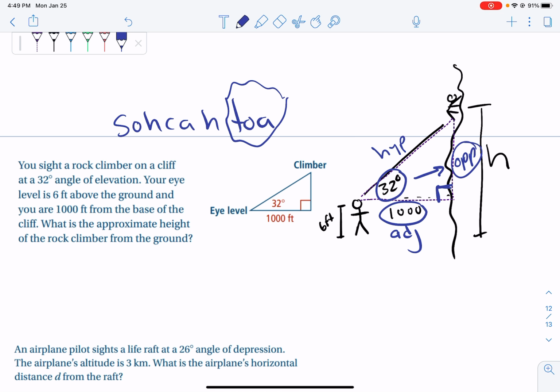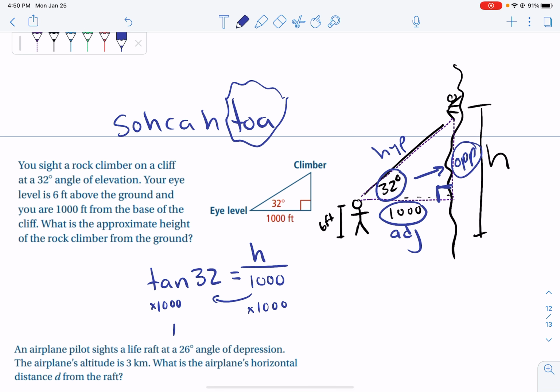So when I write my equation, I'm going to say the tangent of my angle 32 is going to be equal to the opposite side, because TOA is opposite over adjacent. And my opposite side is my H. My adjacent is 1,000. Now I'm looking for H, so I want to move that 1,000 over. So I'm going to multiply both sides by 1,000. So what I end up with is 1,000 tangent of 32 is equal to H.